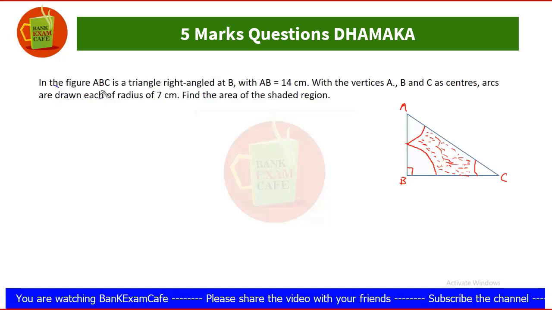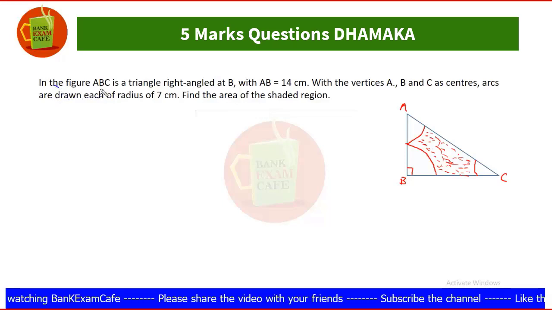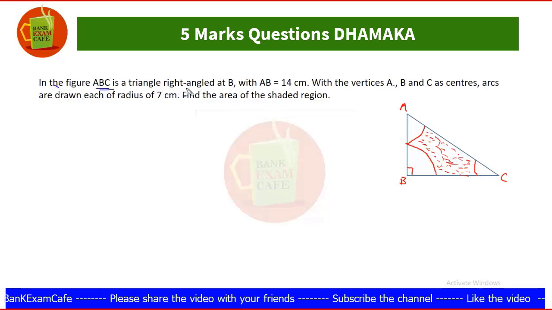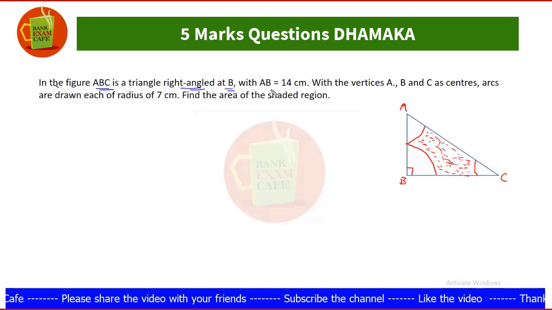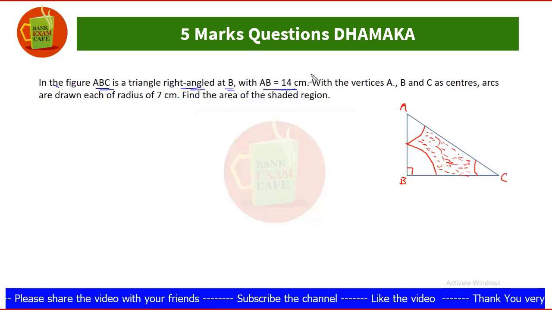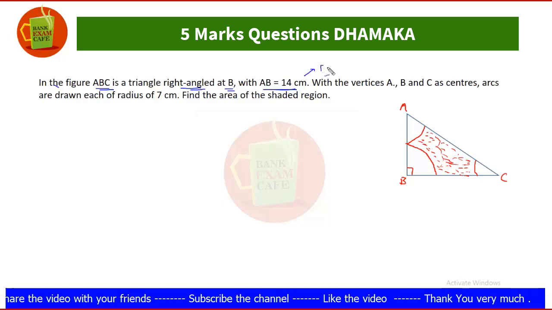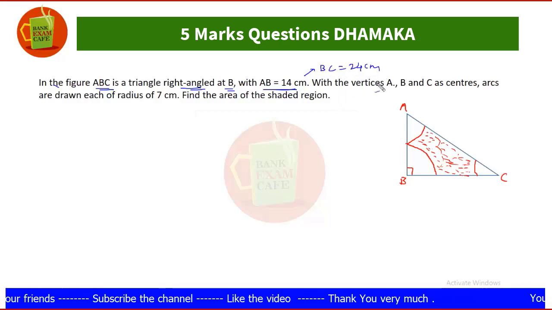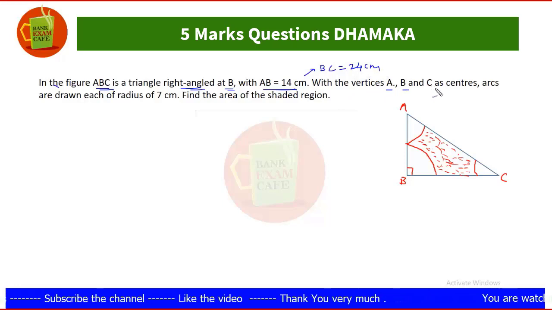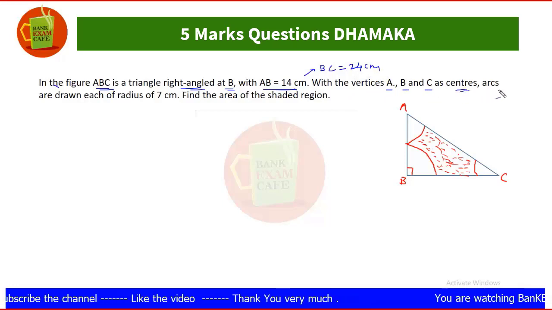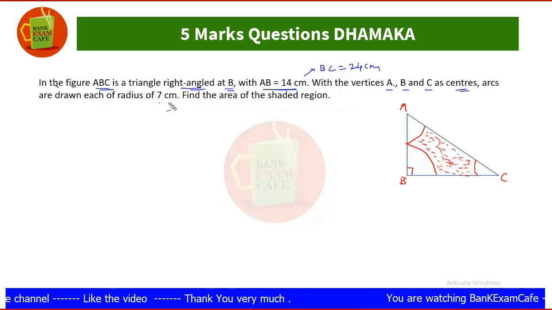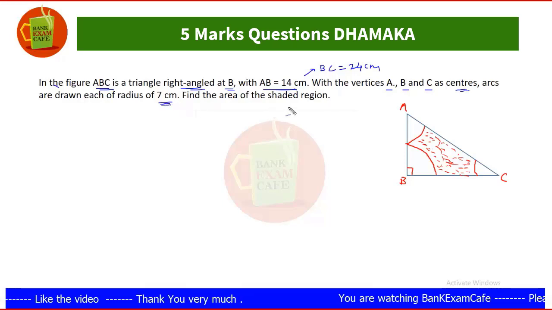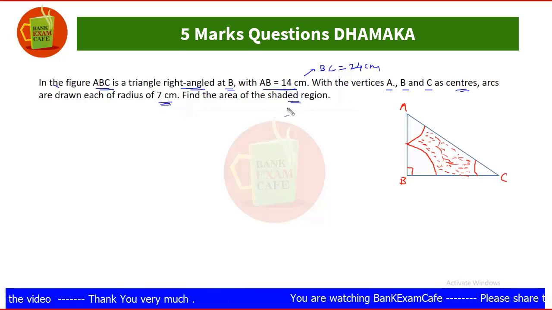Here is another question on the screen. ABC is a triangle right angled at B with AB is equal to 14 centimeter. It is also given that BC is equal to 24 centimeter. With the vertices A, B and C as centers, arcs are drawn, each of radius 7 centimeter. Find the area of the shaded region.